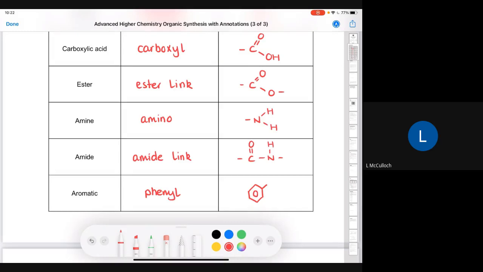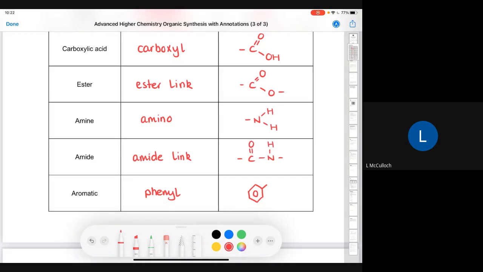There may be one, I think there's one particular group that actually isn't on this list, just because it doesn't have a specific name for its functional group, that we will come up with in a couple of lessons' time.